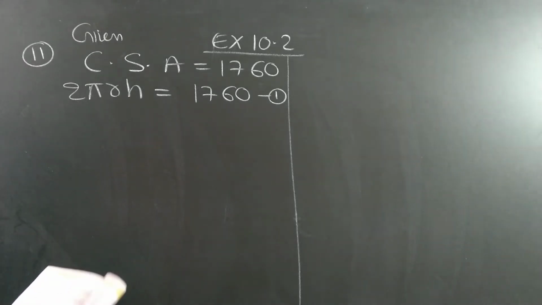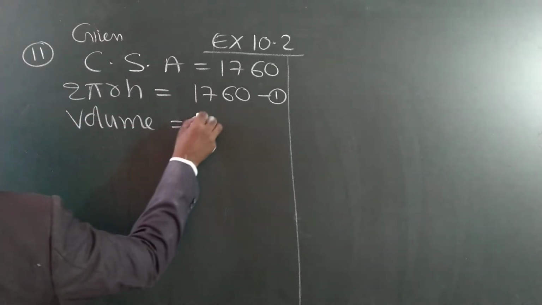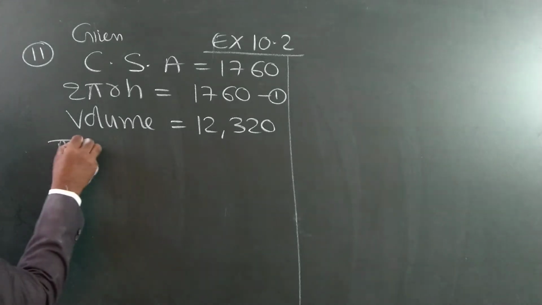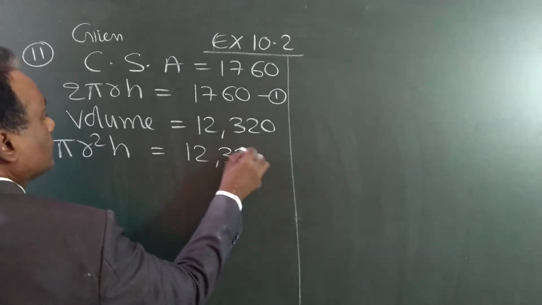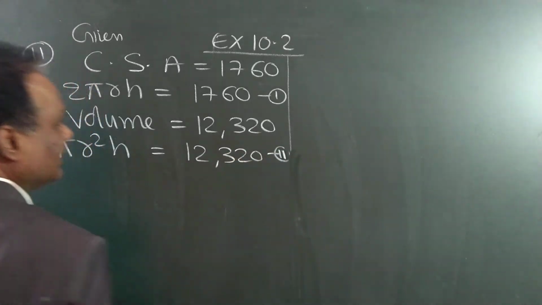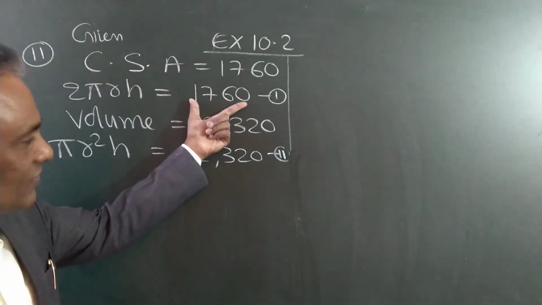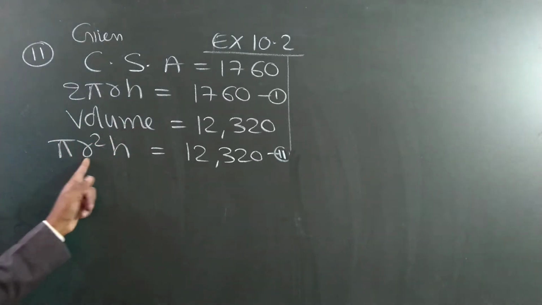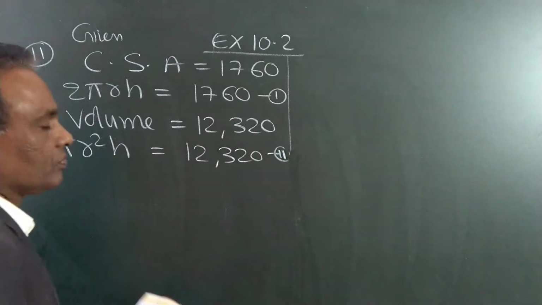Next, volume is equal to 12,320. What is the volume formula? Pi r square h, the volume of cylinder formula. This is the second equation. So, curved surface area: 2 pi RH equals 1760. Volume: pi r square h equals 12,320 centimeters cube.